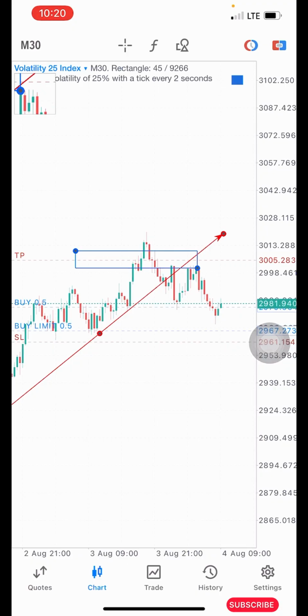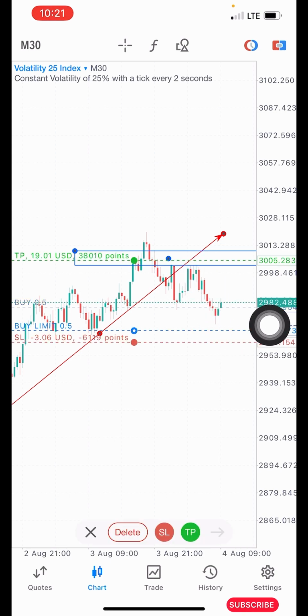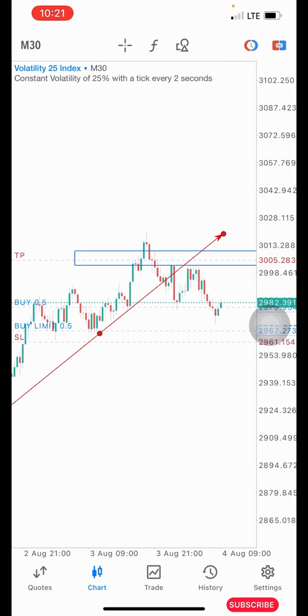So there is a zone here that price got rejected from. It broke below, made a retest, and you can see price is heading down right now. This is the 30-minute time frame. Take note of that.